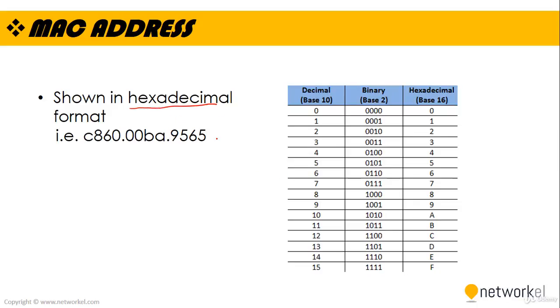Hexadecimal is a positional numeral system with a radix, or base, of 16. It uses 16 distinct symbols, most often the symbols from 0 to 9 to represent values from 0 to 9, as you can see here, and A, B, C, D, E, and F to represent values from 10 to 15.